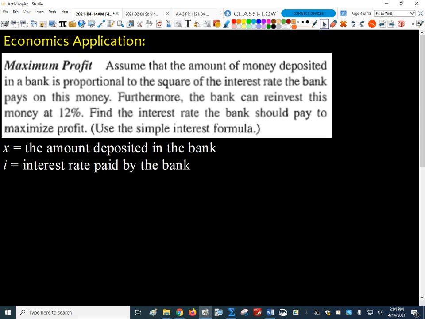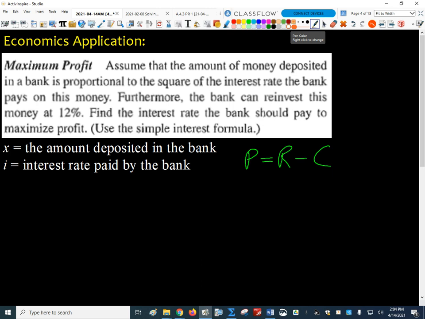So we said earlier that profit is just revenue minus cost. So we've got to come up with a revenue function. Remember, profit equals revenue minus cost. So what's our revenue function going to look like? The revenue function is the amount of money that we've got coming in.